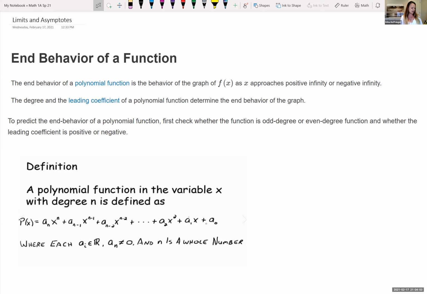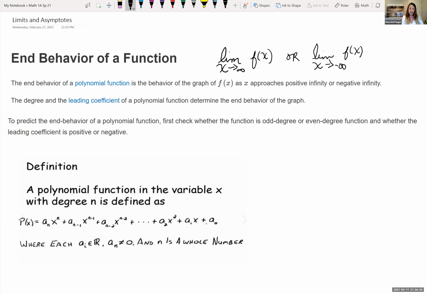And so polynomials, the end behavior of a polynomial function is the behavior of the graph of f of x as x approaches positive infinity or negative infinity. And so mathematically, we could write this as the limit as x is approaching infinity of f of x. Or if we're looking at the other direction, as x is going to negative infinity of f of x.